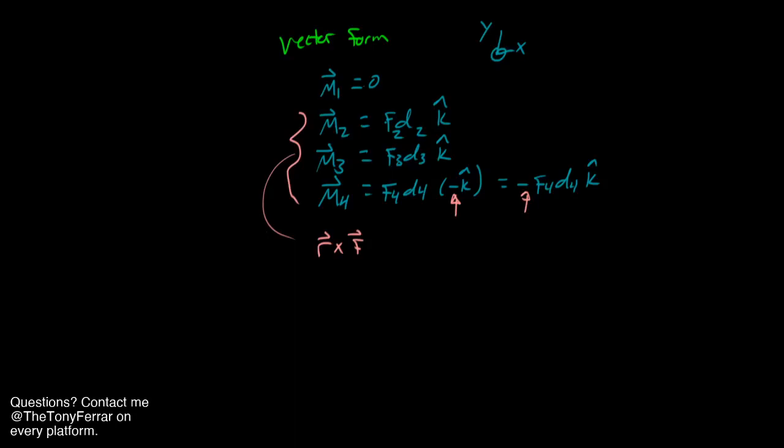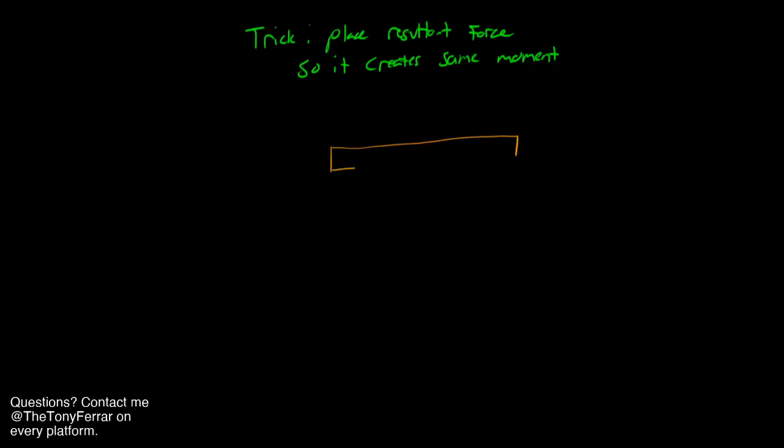Last thing that I'd like to tell you about this when it comes to finding resultants, here's a little trick we can do. We can actually place the resultant force so that it creates the same moment. Now, when we do this, we have to constrain ourselves. There's an infinite number of options here, but if we were to continue playing with this beam that we've been playing with, when we sum all the forces together, perhaps we end up with a force that looks like this. That's what happens when we add all those forces together.